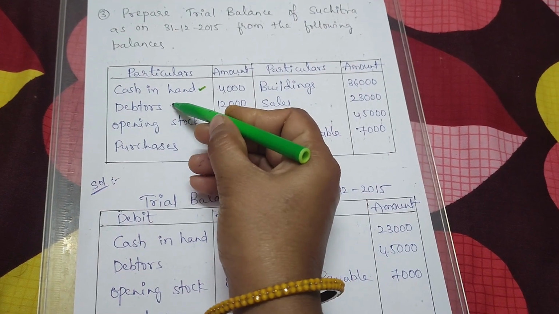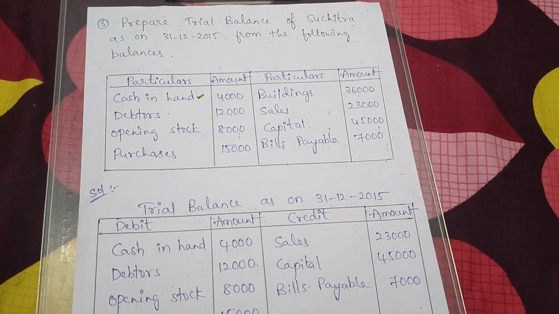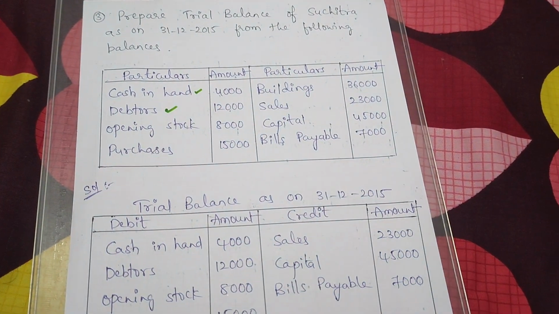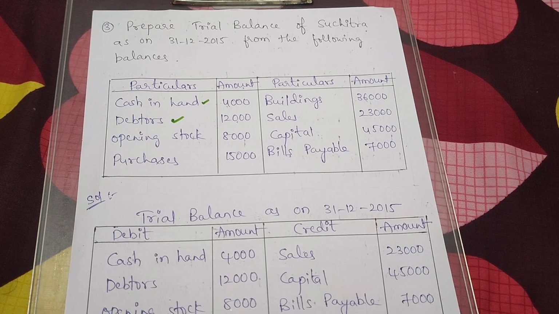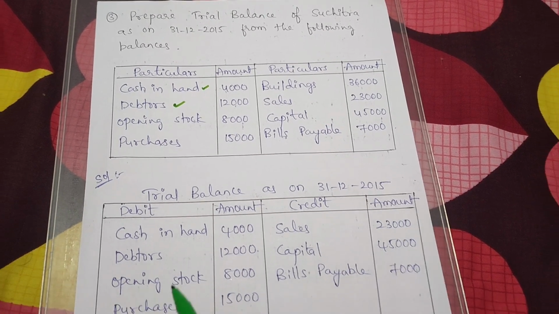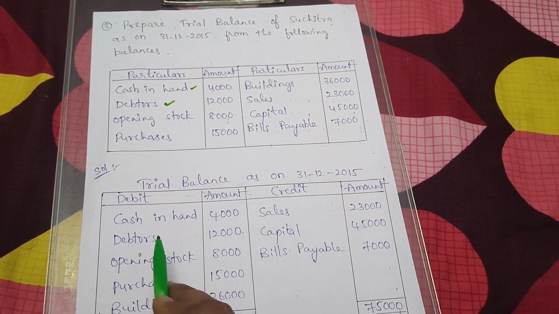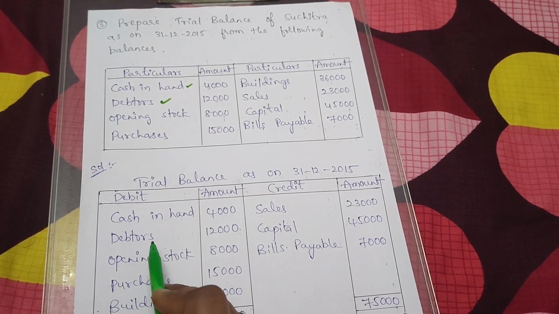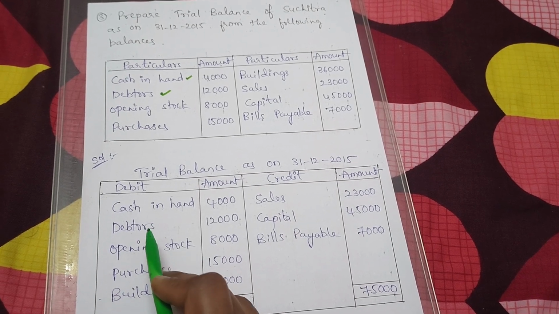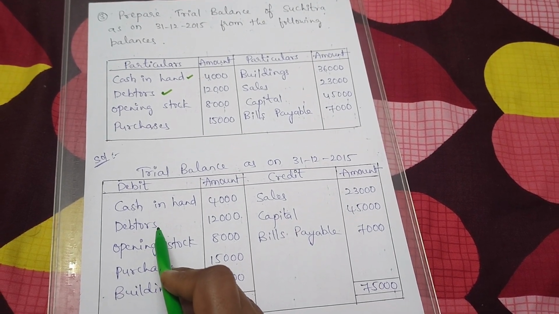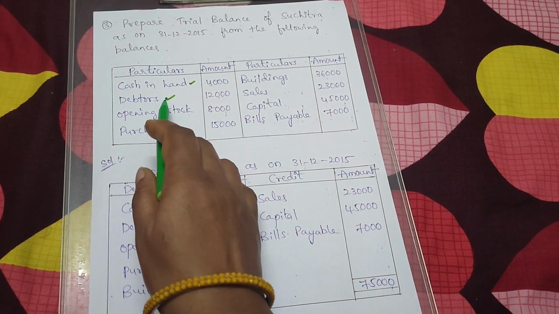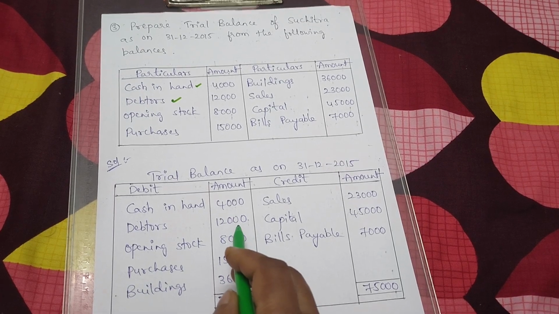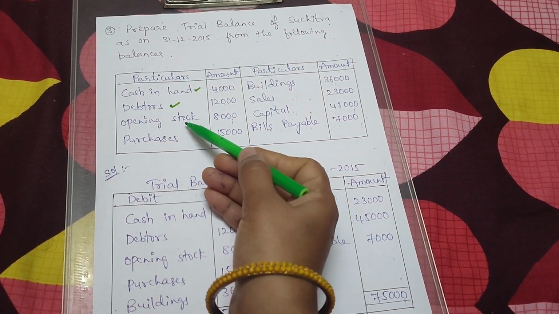Next, debtors. Debtors, sundry debtors, both are same. Debtors are always an asset, so all assets we have to record under debit only in the trial balance. Why should we record under debit? Because what is our rule? That assets we have to debit in trial balance. So debtors is an asset, that is why I recorded under debit, 12,000.